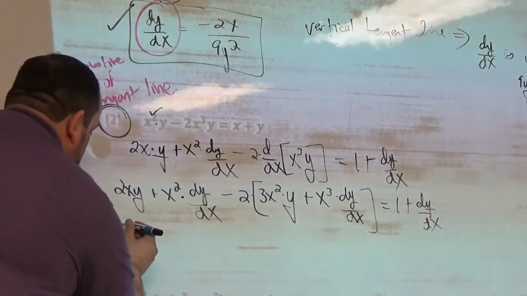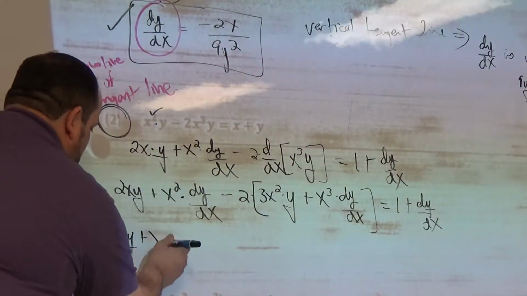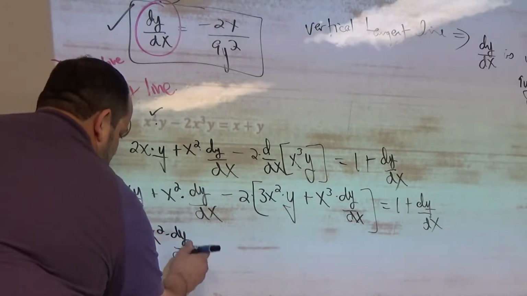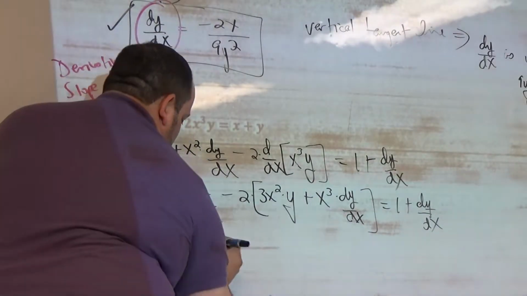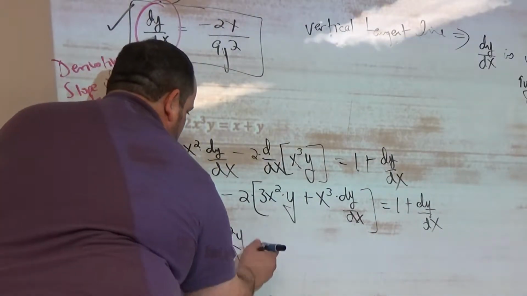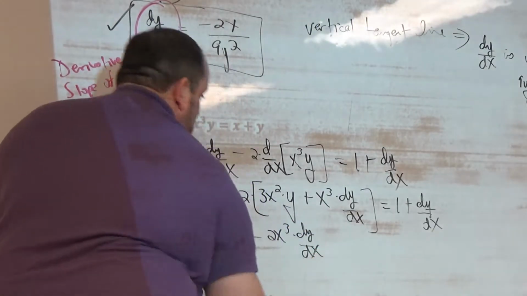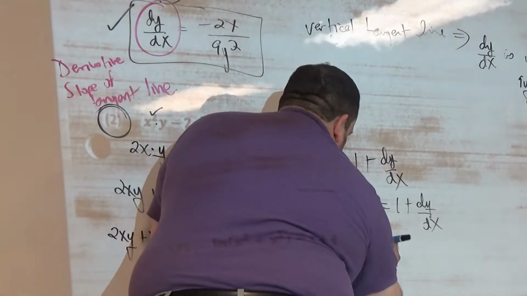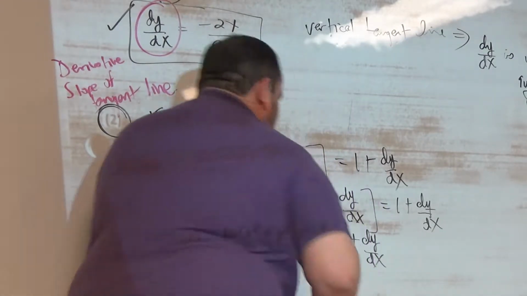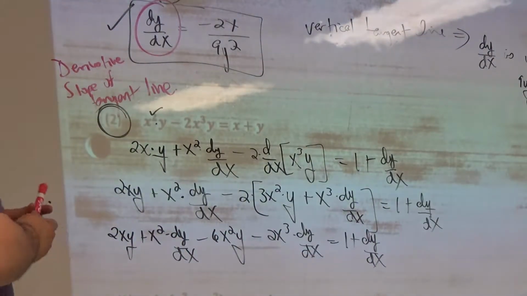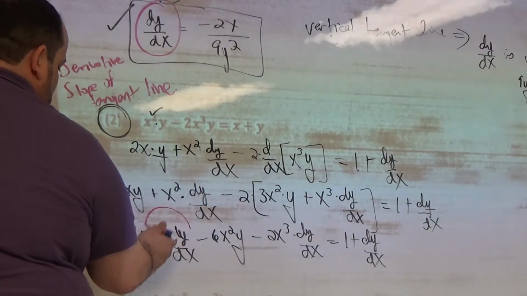So let's do some quick algebra here. We've got 2xy plus x squared times dy dx. Distribute the negative 2 through, negative 6x squared y, negative 2x cubed dy dx equals 1 plus dy dx. And this is where I lost the last class and I did not mean to.